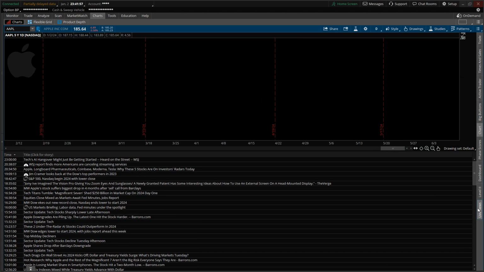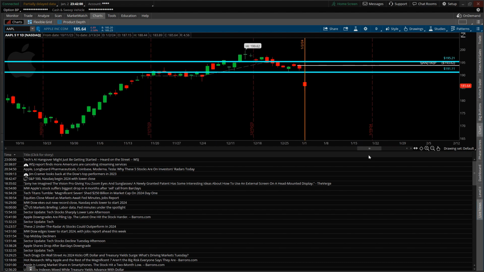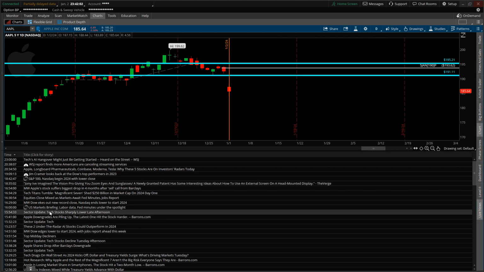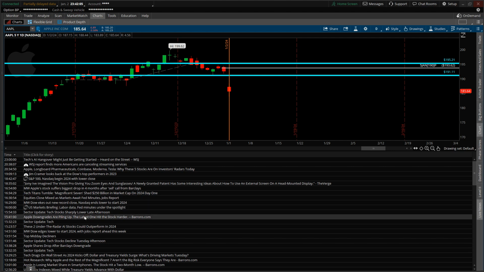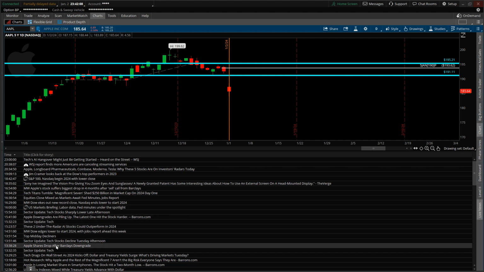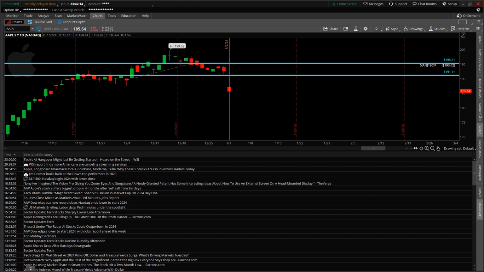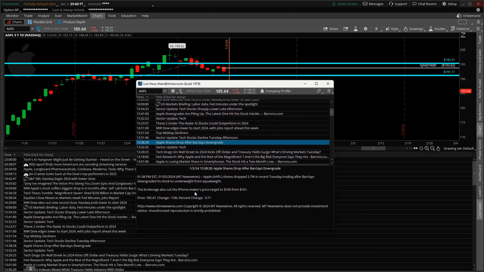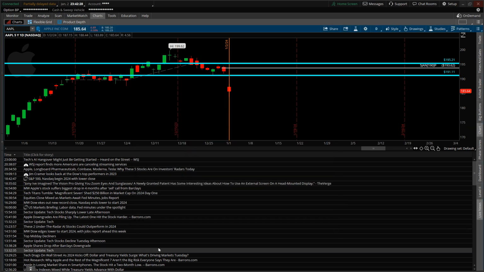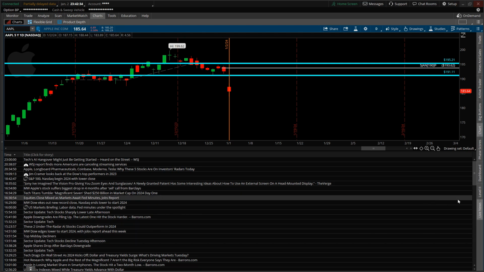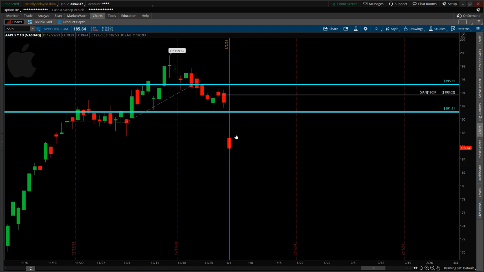So pulling up the news real quick on Apple. Let me just pull this back here. The contributing factor for this pullback is Apple was downgraded today. Here, Apple shares drop after Barclays downgrade. So this is the article. Barclays Bank downgraded Apple to as low as $160. And because of this, as well as the manufacturing issues overseas and all this other stuff, it was a contributing factor as well.